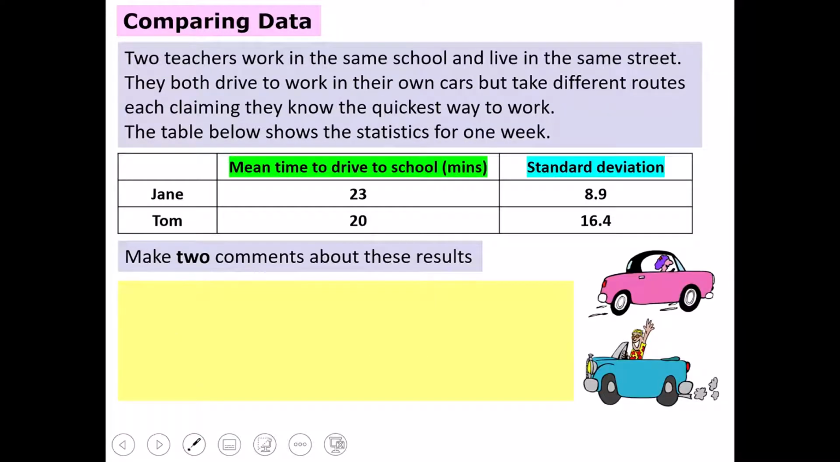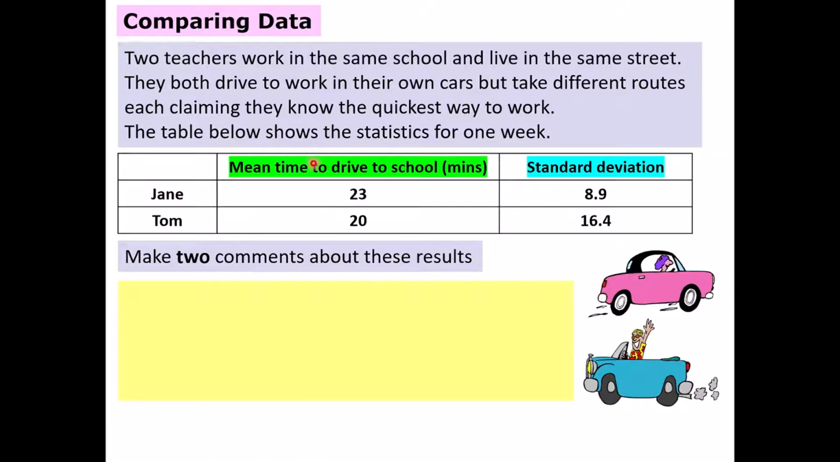Let's look at another example. Two teachers work in the same school and live in the same street. They both drive to work in their own cars but take different routes each time, claiming they know the quickest way to work. The table below shows the statistics for 1 week. Feel free to pause here if you want to give this a go yourself. Okay, let's just go over the two comments that we're going to make. So make two comments about these results.